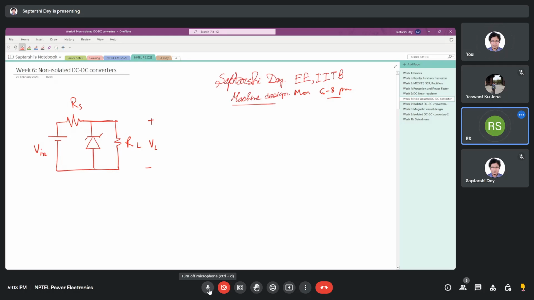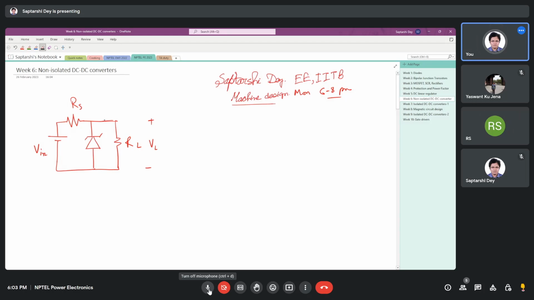Sir, in that case, suppose we are calculating some value of RL through that procedure, and if we connect the same value of RL here with the zener, then this zener will definitely draw some current out of this, some value of current will flow through the zener. I'm not exactly able to understand the problem.